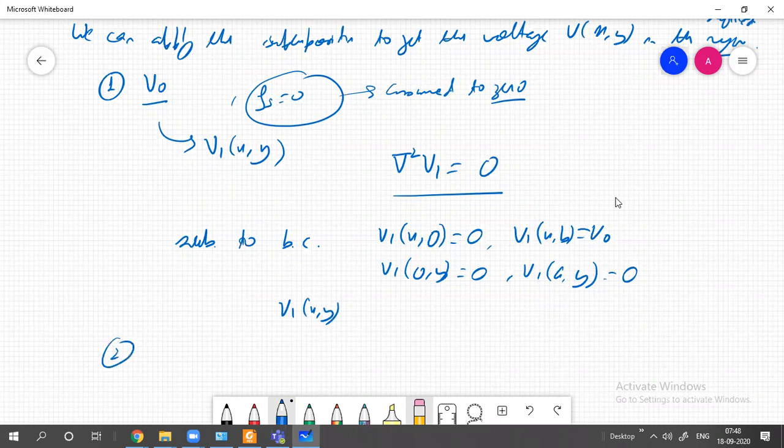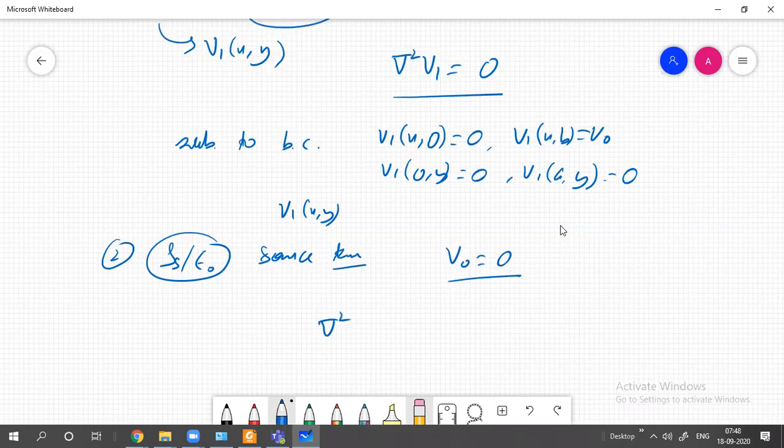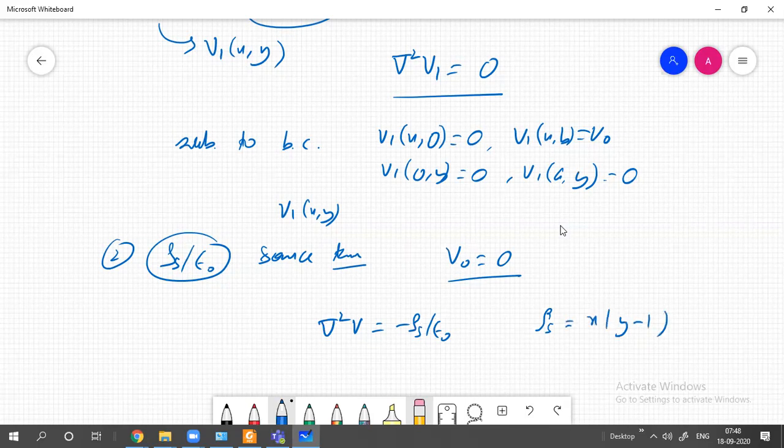Second, if we consider the second term, that is rho s by epsilon naught, the source term, then our V naught will be 0. So our problem will reduce to del square V equals minus rho s by epsilon naught, where rho s will be rho x into y minus 1, and subject to the boundary conditions.